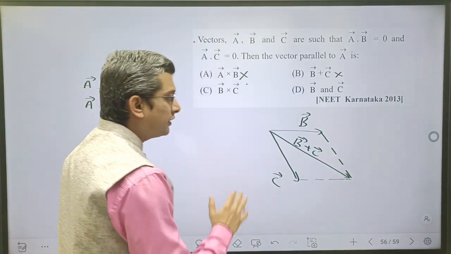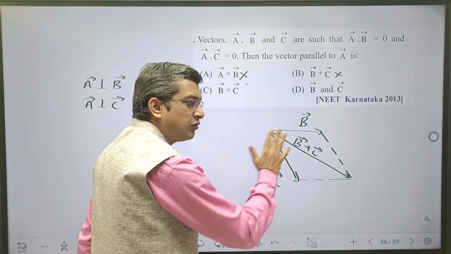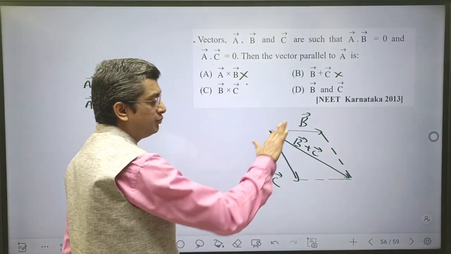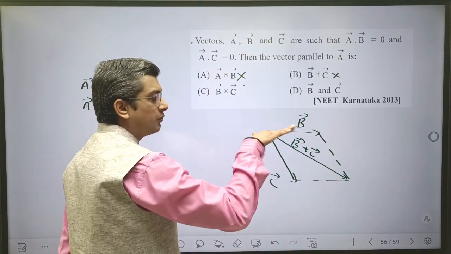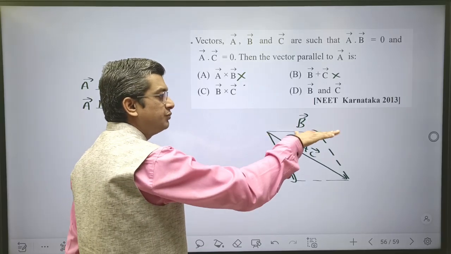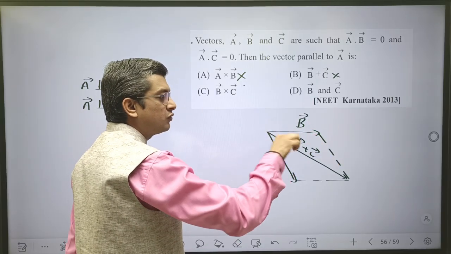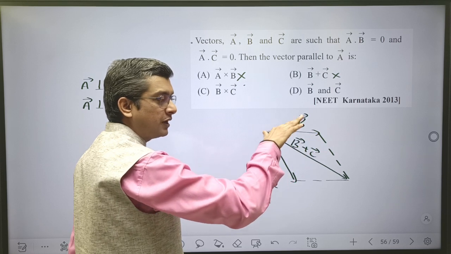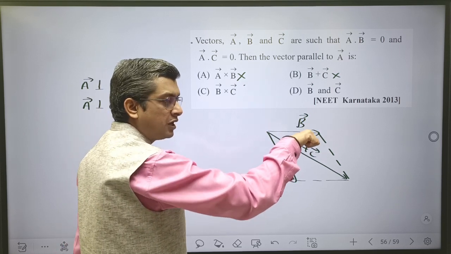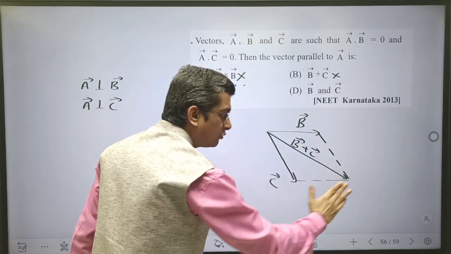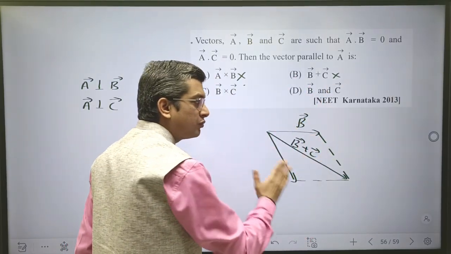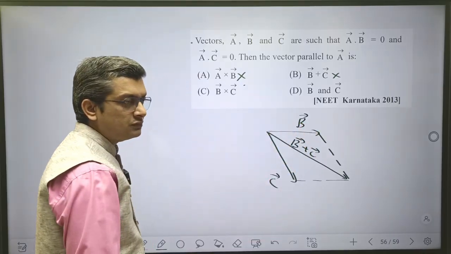Now what happens? As we know, A is perpendicular to this plane. If I wish to find B cross C, by applying the right hand thumb rule, from B we have to curl the fingers of the right hand towards C, then the stretched thumb will give the direction of B cross C. So it is perpendicular to the plane of the board, and into the board.